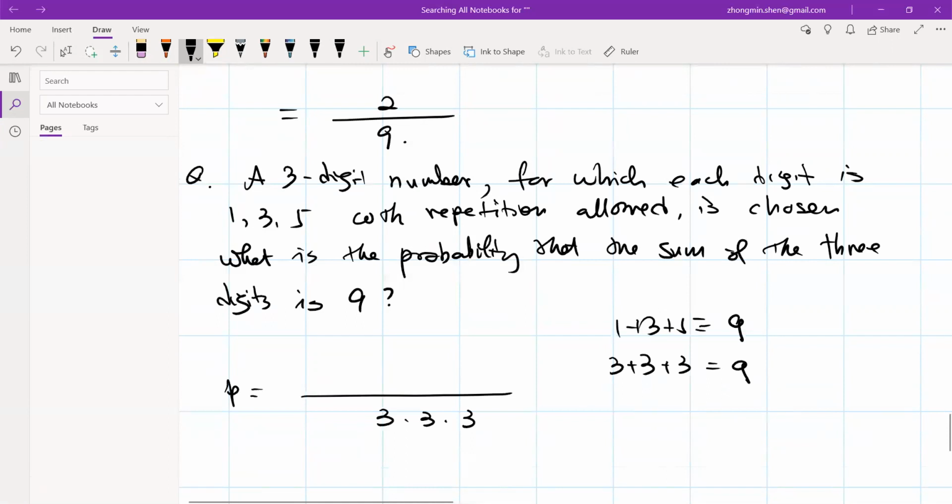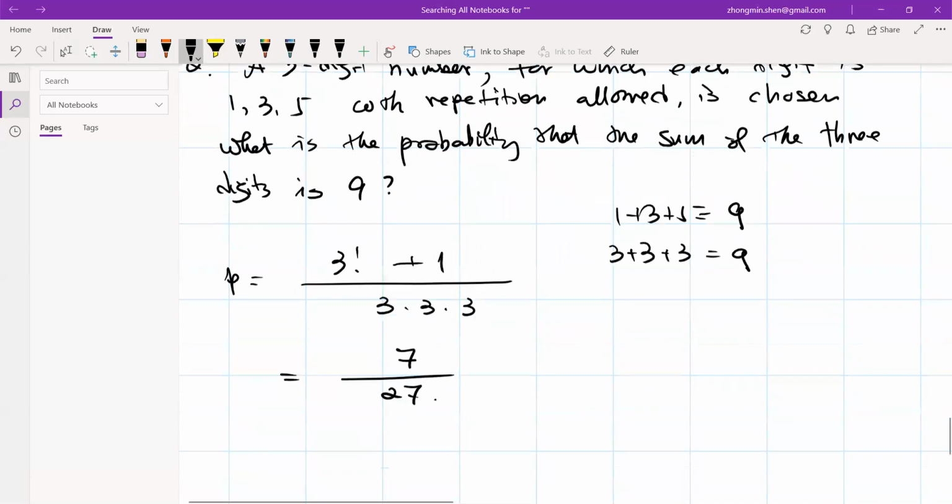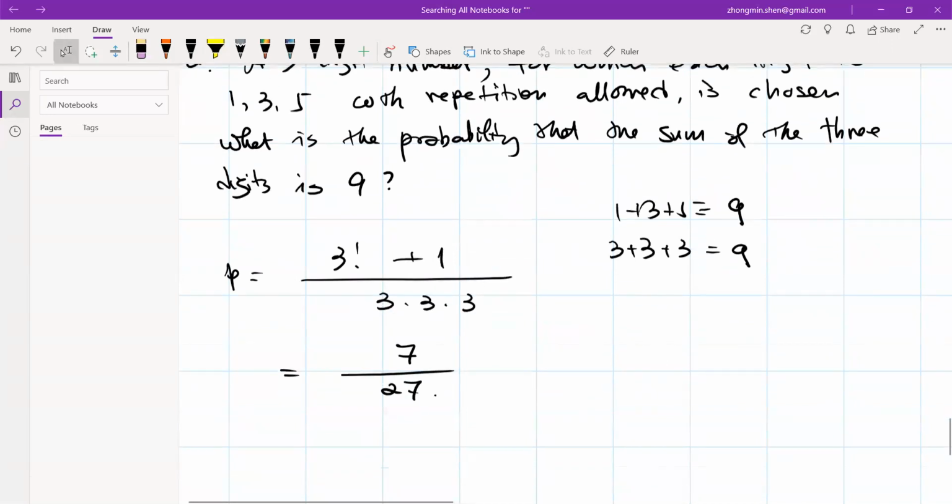So if you use 3 different digits, you have 3 factorial different 3-digit integers you can create. Now 3, 3, 3 is also one of the possibilities. So that's why it's going to be 7 over 27. You're right, because there is a 3 there.